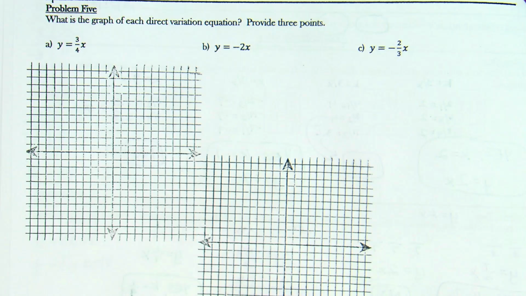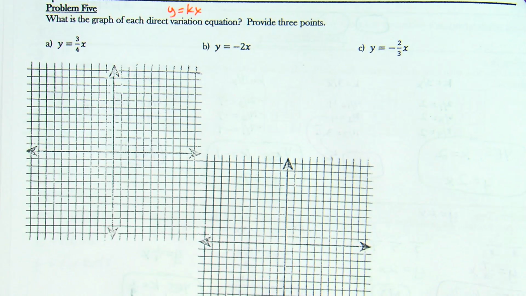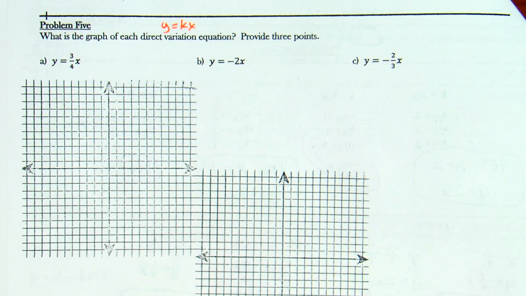Now, the graphs that we are graphing today, notice it says, what is the graph of each direct variation equation? So that means, since these are direct variation equations, these are all in the form y equals some number times x. So that makes the graphing pretty easy. First of all, because they're y equals a number times x, and because they're direct variation, they're always going to go through that center point. They're always going to go through 0, 0. Okay, so that gives you one easy point. It's just a matter of finding a couple of other points to go with it.